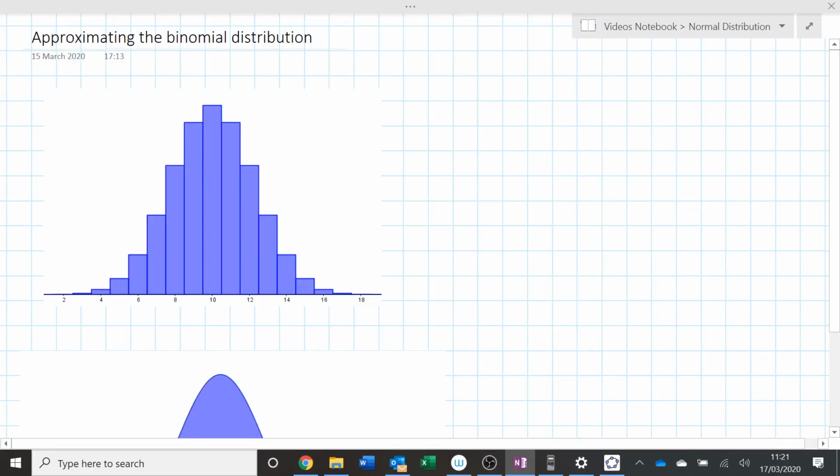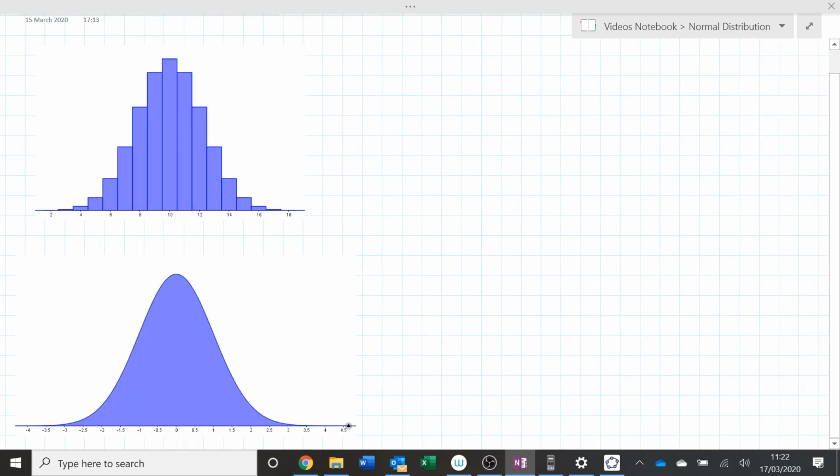Okay, so this section is a slightly odd section still in the course. It is to do with the fact that it is possible to approximate a binomial distribution using a normal distribution. On the screen currently, you can see that I've got a binomial distribution at the top and a normal distribution at the bottom.